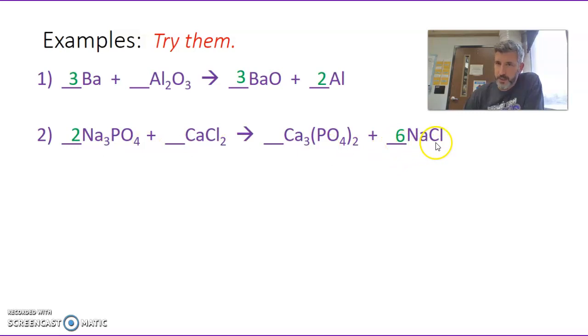That gives me 6 chlorides, which means if I have 2 in calcium chloride, I would have to multiply calcium chloride by 3, because 3 times 2, we multiply coefficient by subscript. That gives me 6 and matches up my chlorides. Then finally, my calcium is already balanced because that 3 matches the 3 subscript on the other side.